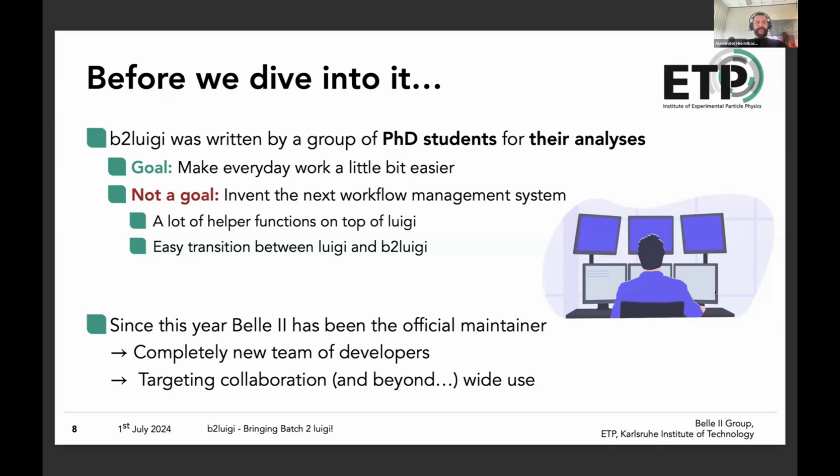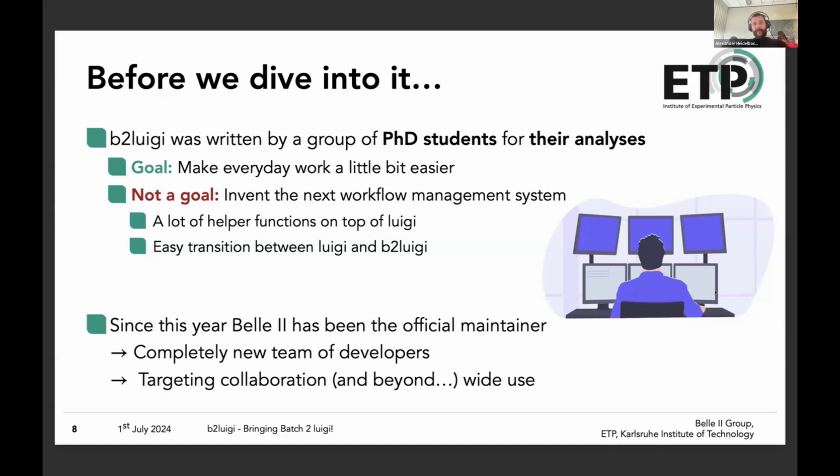So no one wants to reinvent the wheel again, but just basically provide a wrapper for an already very good tool. Meaning b2luigi comes with a lot of helper functions on top of Luigi, and it's very easy to transition between Luigi and b2luigi, mainly due to the fact that in our very first init, we just import Luigi from Luigi star. So every functionality that is in Luigi is also in b2luigi. We just overload a few functions that are necessary to make the changes that we want to have.